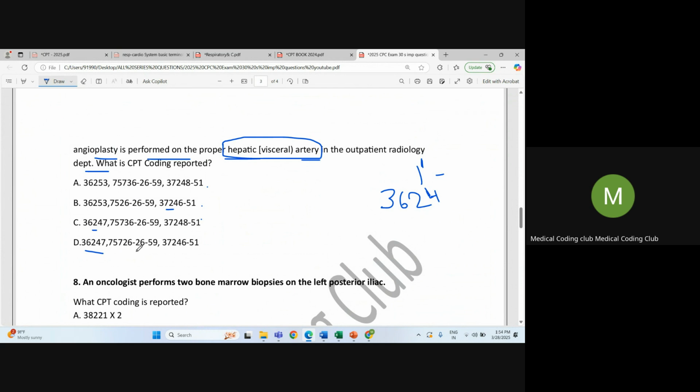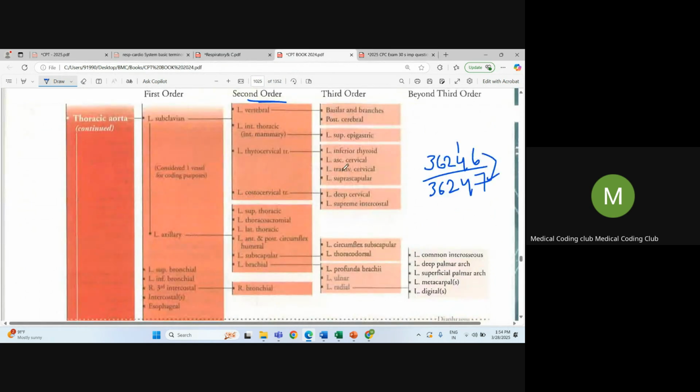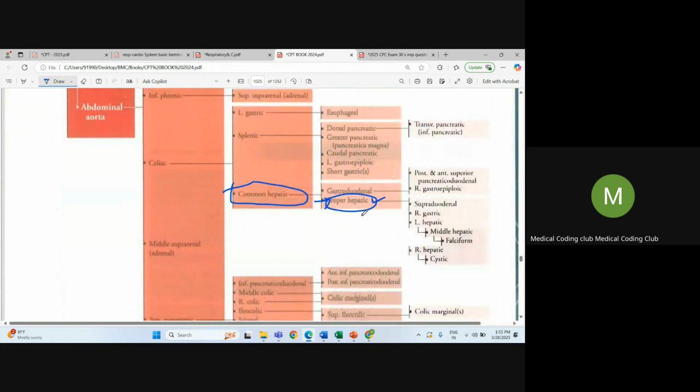Three six two four seven and three. Okay, 37246. Yeah, 47 we have, this is for, as they mentioned, within the proper hepatic artery. This is falling in proper hepatic. Yeah, it is in third order. Okay, that is why 7 is correct.